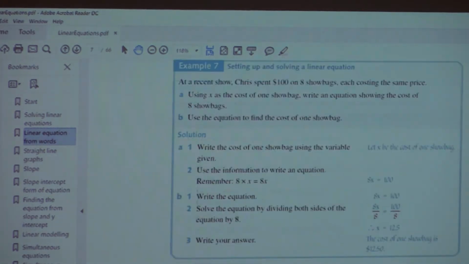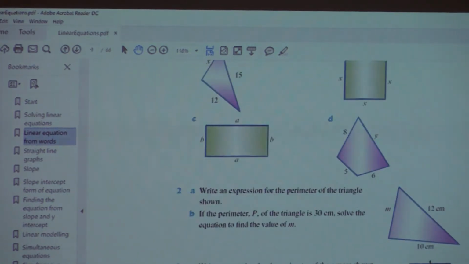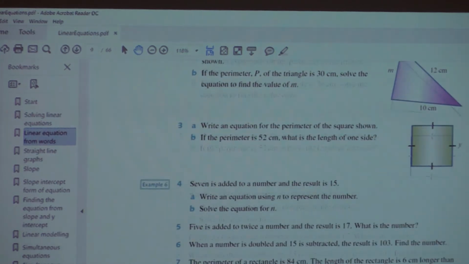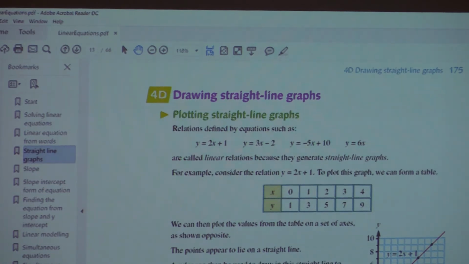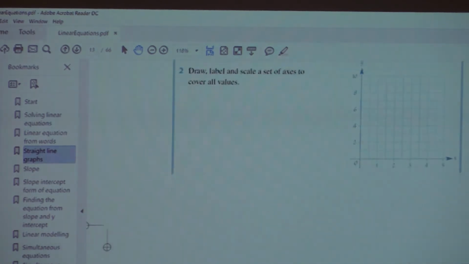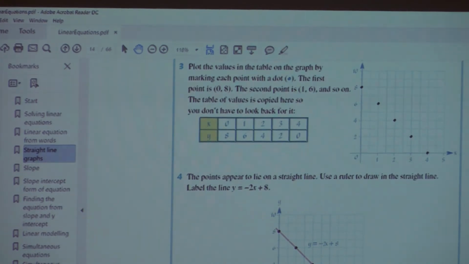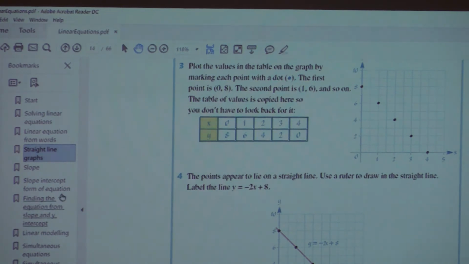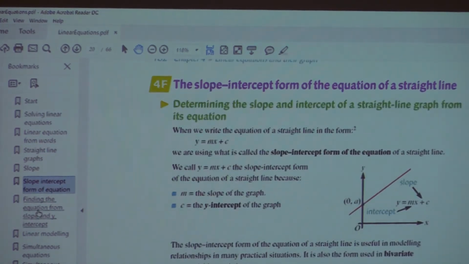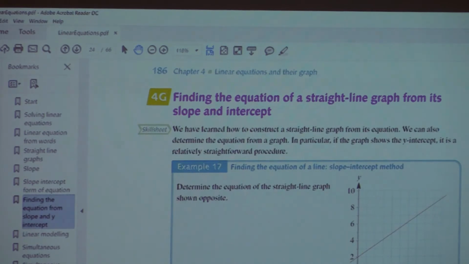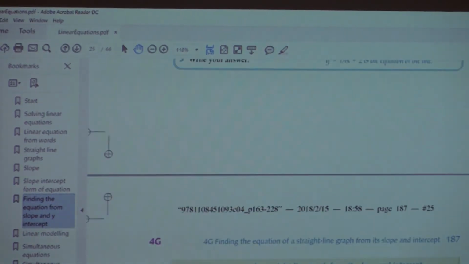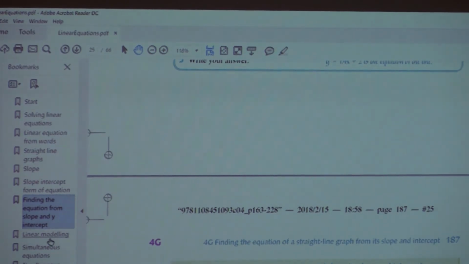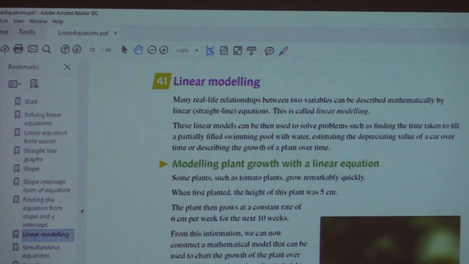Bear with me. Here we go. So obviously quite a few worded questions there. Straight line graphs. So really what you should be able to see here is basically a one-to-one mapping of the subject matter with the actual items listed in the text. Slope and intercept form. I won't labour the point, but as you can see, each of these sections is fulfilling the syllabus requirements. Linear modelling, starting to get a bit harder now.